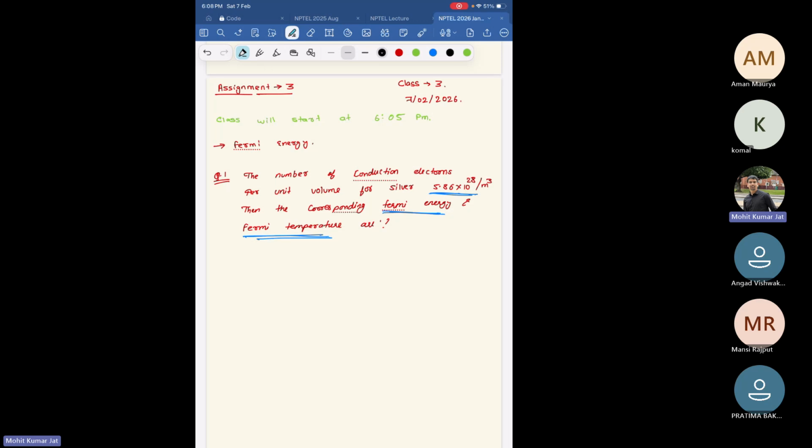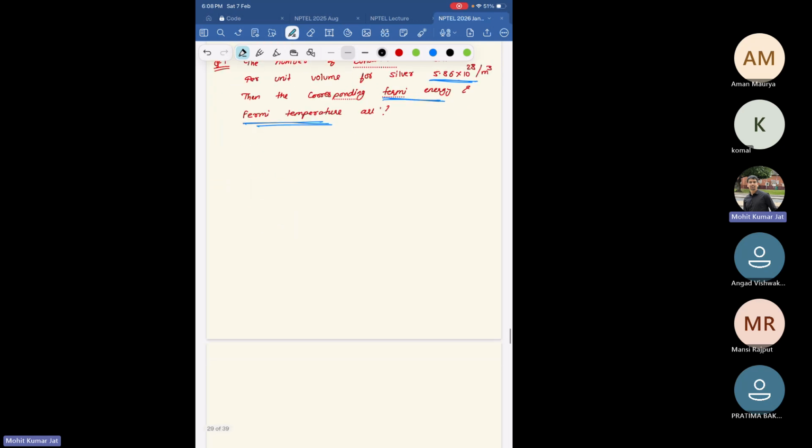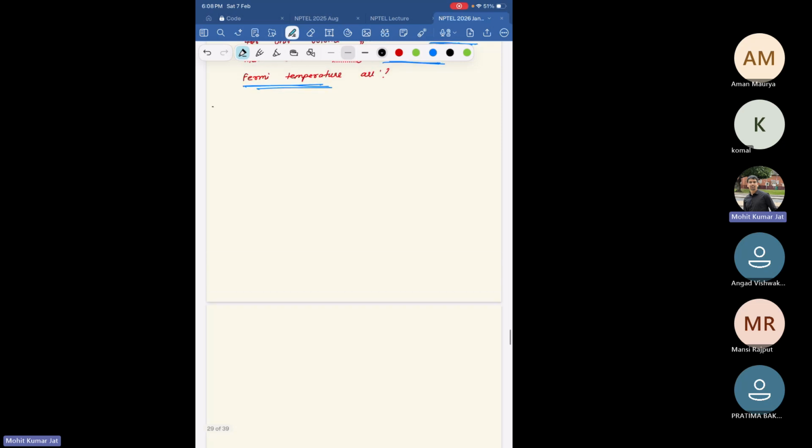In insulators, the number of these free electrons is very small, and that's why they are not good conductors of electricity. So let me just write it down. The number density given is 5.86 into 10 power 28 per meter cube.